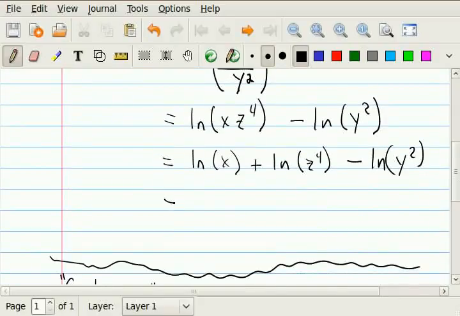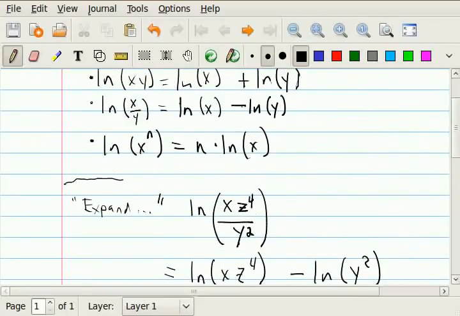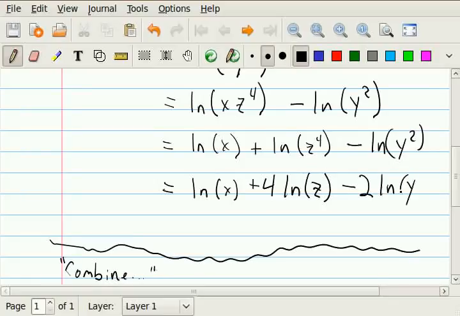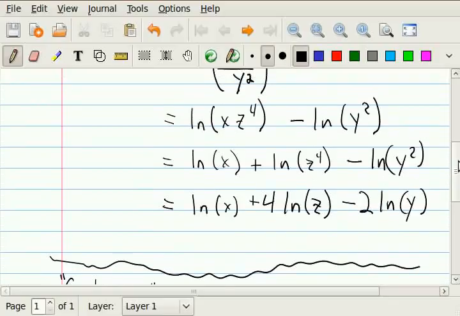The only other thing I can do is that very last rule, which tells me that if I'm taking the natural log of something raised to a power, the power can be brought outside. So if I want to expand this as much as I can, I can still do a little bit here. I can write this as plus 4 times the natural log of z. You don't need to write a dot here. And then minus 2 times the natural log of y. And that's it. There really isn't anything we can do to expand this any further.